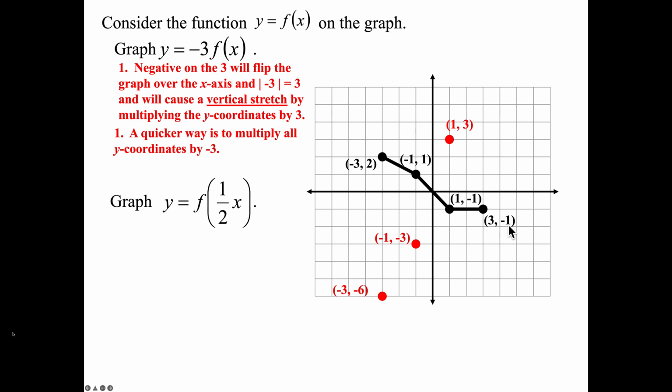This point's at 3, negative 1. Negative 1 times negative 3, positive 3. 3, 3. Connect those together in order, and there's my graph.